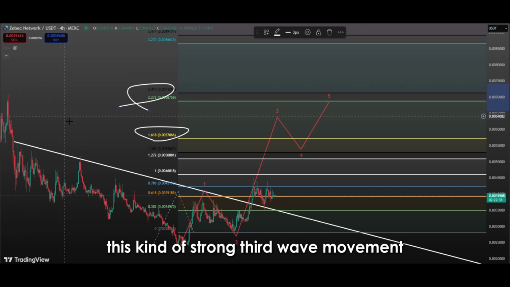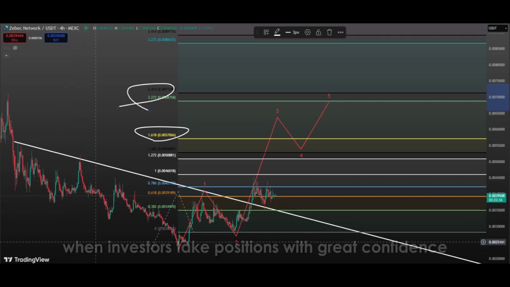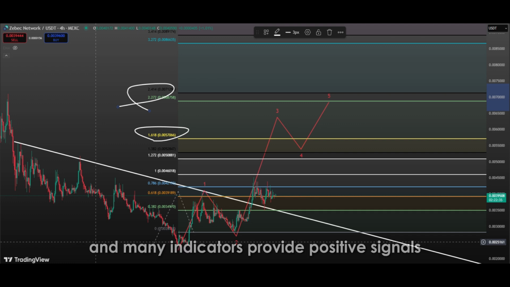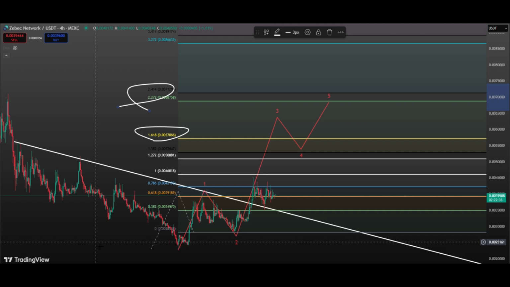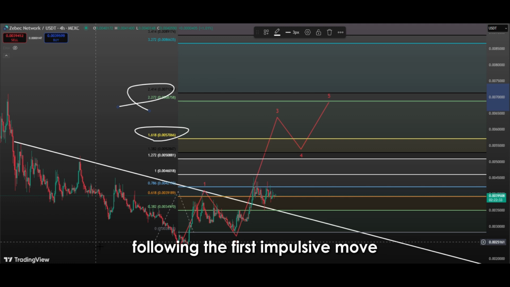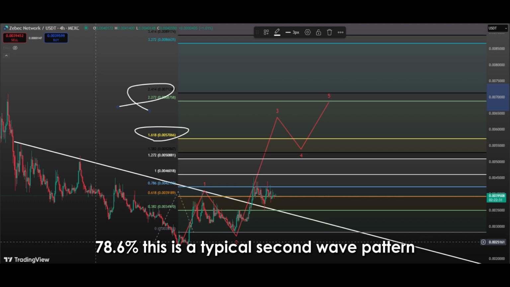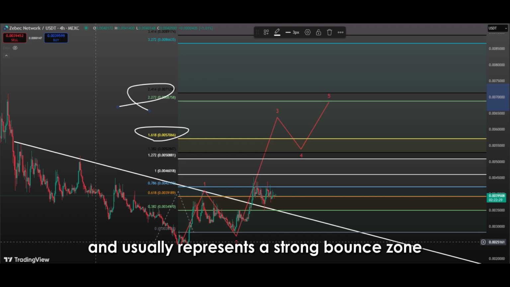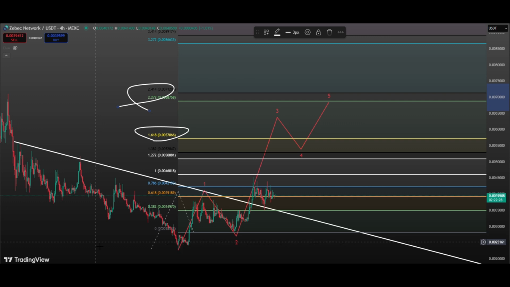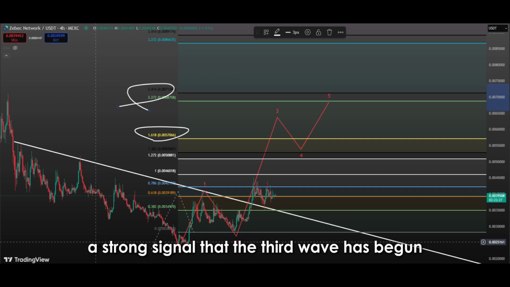This kind of strong third wave movement represents the period of highest momentum in the market and typically coincides with times when investors take positions with great confidence, and many indicators provide positive signals. The current price behavior points exactly to this. When we look at the depth of the second wave following the first impulsive move, it appears to have ended within the classic retracement levels of 50%, 61.8%, or 78.6%. This is a typical second wave pattern and usually represents a strong bounce zone that initiates the third wave. From this point onward, the price gaining upward momentum is likely a strong signal that the third wave has begun.